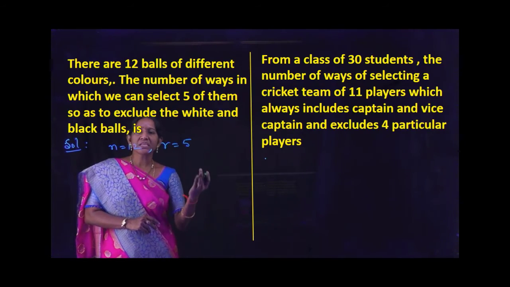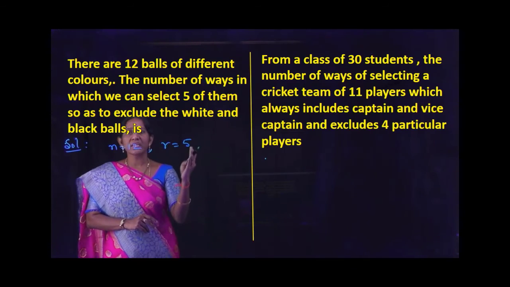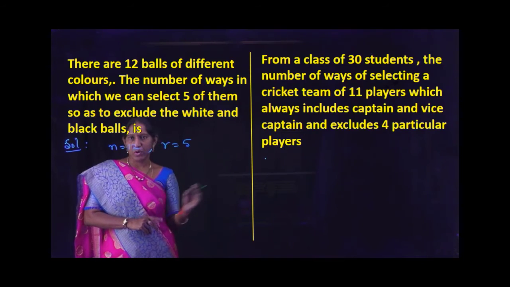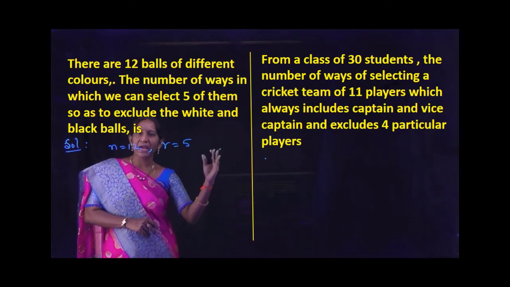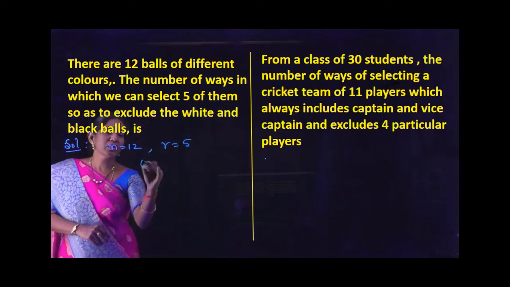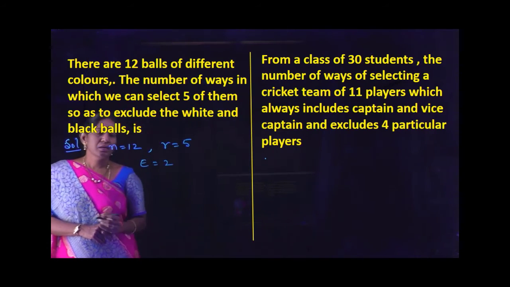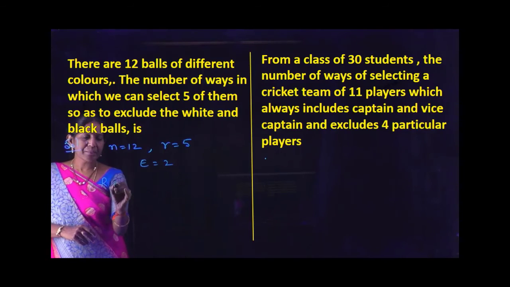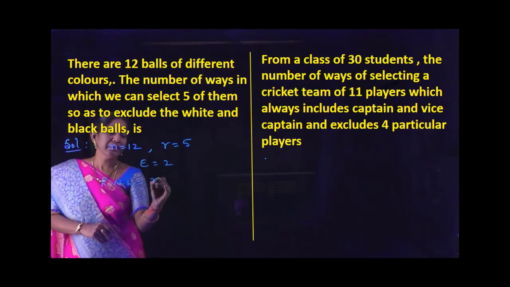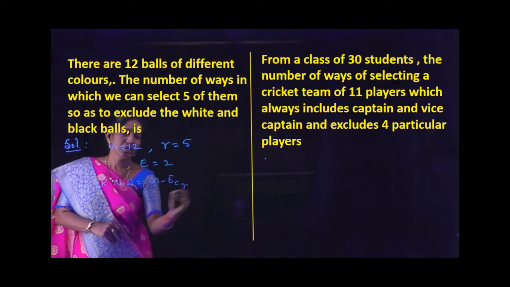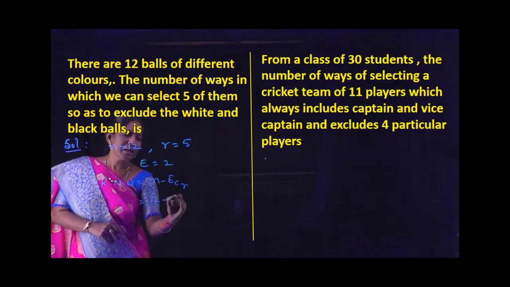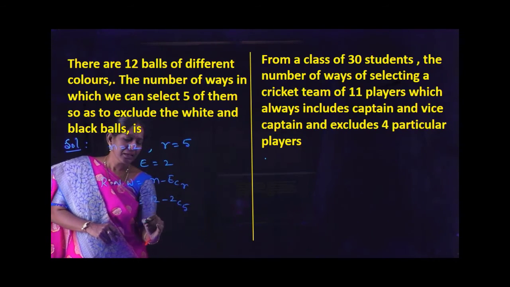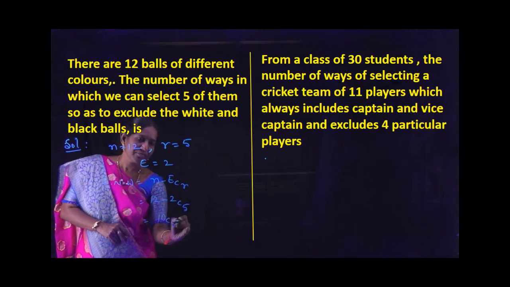So each ball is of a different color. The white ball is one ball and the black ball is one ball. Excluding white and black balls means there are two excluding balls. Then the required number of ways is n minus e C r. Put the values: 12 minus 2 C5, that is 10C5.